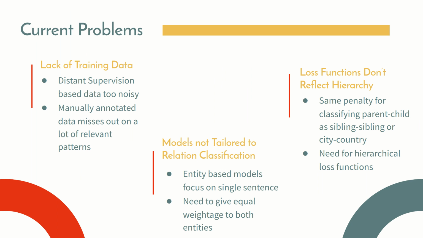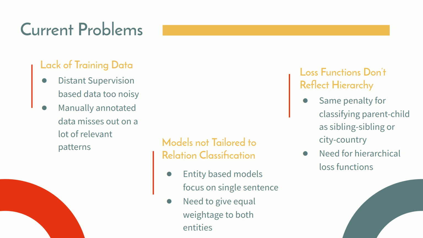So the current problems we face with relation classification is that there's a lack of training data. Distant supervision-based data is too noisy, whereas manually annotated data misses out on a lot of relevant patterns. Furthermore, we notice that the models are not tailored to relation classification. Entity-based models tend to focus on a single entity, whereas relations are a relationship between two different entities, and so equal weightage must be given to both. And finally, loss functions don't reflect the hierarchy.